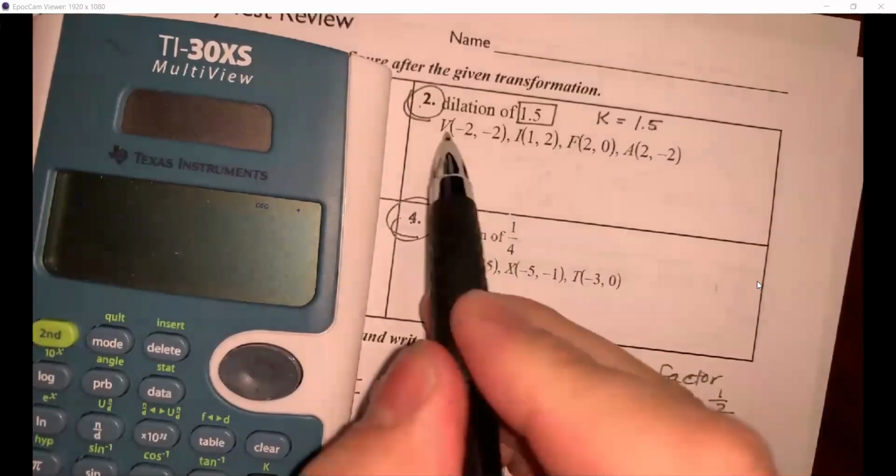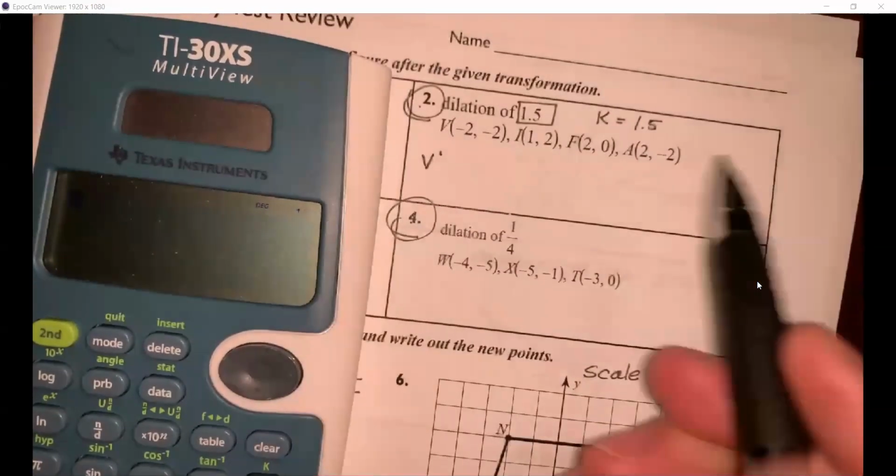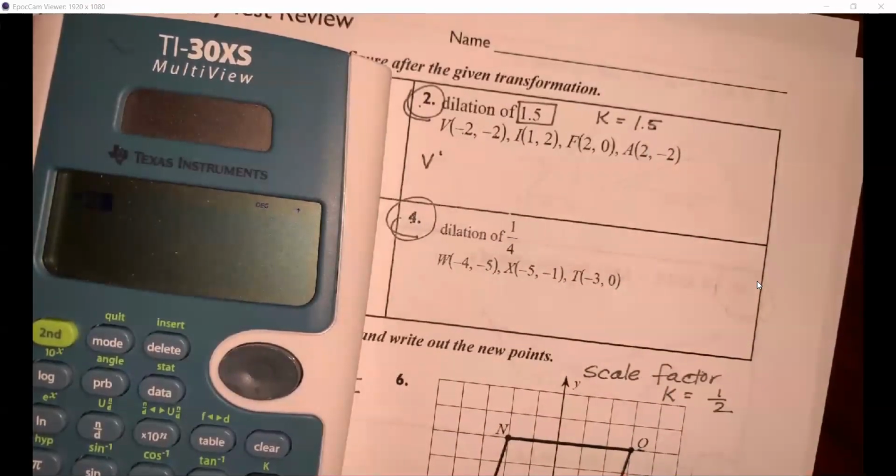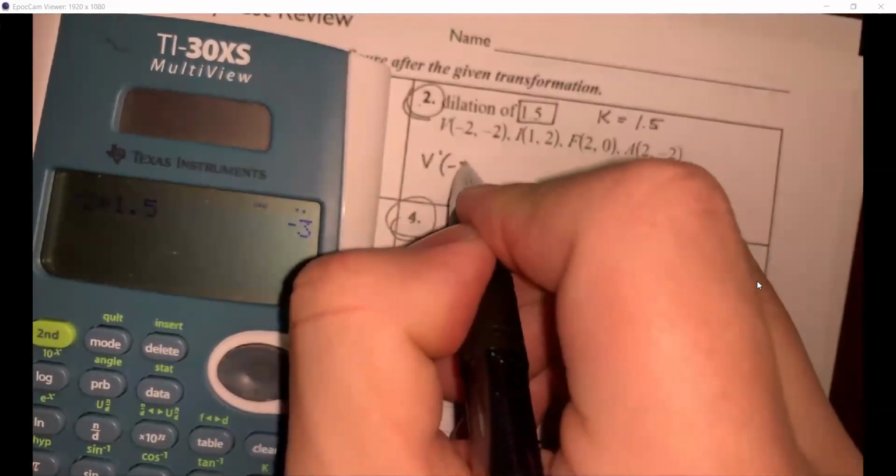So I know for my new V, I'm just going to get my scale factor of 1.5 and multiply it to those two numbers. So if I get -2 times 1.5, I get -3. So my new V is at -3, comma, -3.